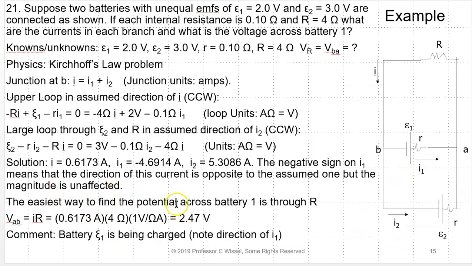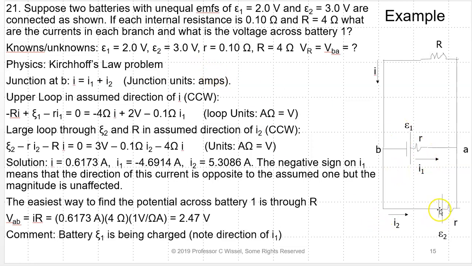Now, the easiest way to find the potential across battery 1 is through the resistance R. And then we just use V equals IR. 0.6173 amps times 4 ohms, with the units conversion here, is 2.47 volts. Now, comment: battery E1 is actually being charged because the current direction is going this way. I probably could have guessed that.